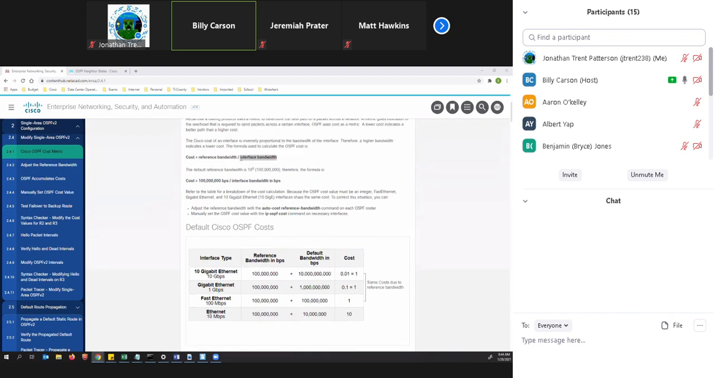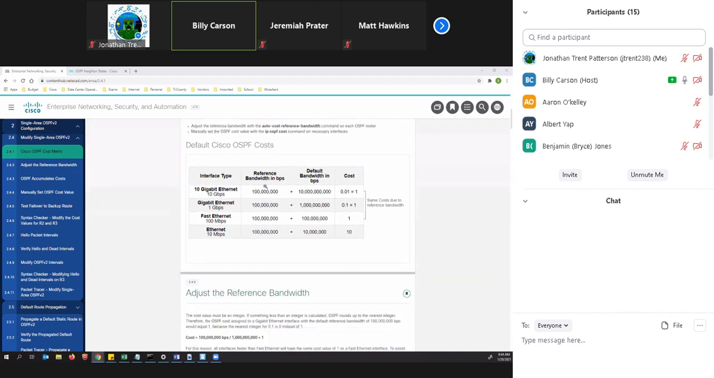It's reference divided by interface bandwidth. Here's the reference. The reference stayed the same, but this is a 10 gig line, so it's divided by the bandwidth of 10 gig, and that comes out to 0.01. Look at gig Ethernet. There's a gig, so the reference bandwidth of 100 meg divided by a gig is 0.1. So in this example, 0.01 or 0.1, which is lower? Obviously the 0.01 is lower.